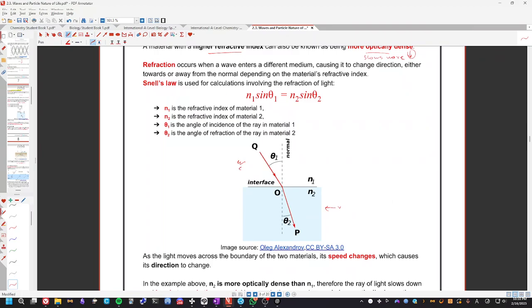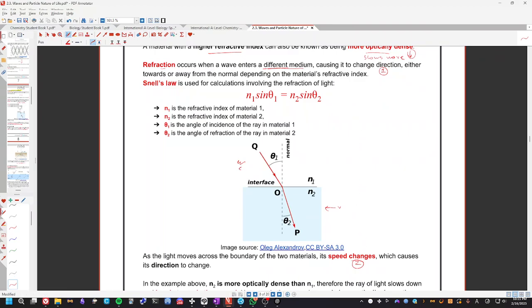Okay. So now refraction. Now we're talking about refraction and reflection. Refraction occurs when light enters a different medium. And there's two things that happen. Well, one, it slows down, but first of all, it changes direction, either away or towards the normal, depending on the material's refractive index, and the speed changes. Over here, speed changes. That's going to be your 2.